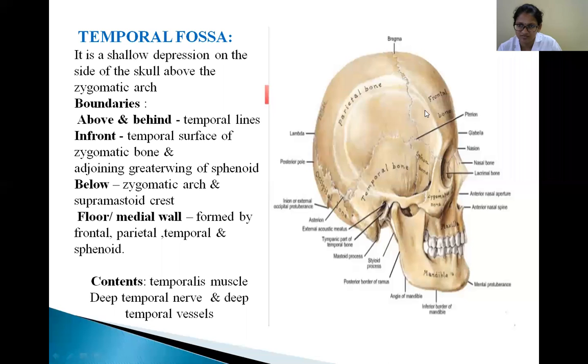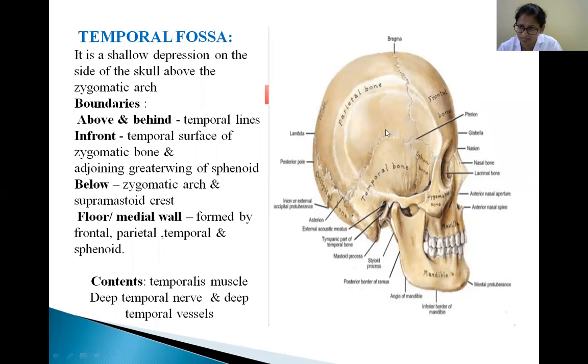This temporal fascia is attached to the superior temporal line. This is the superior temporal line. And next, the inferior temporal line, which gives origin to the temporalis muscle.